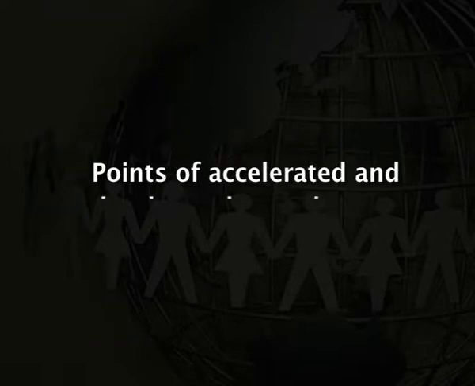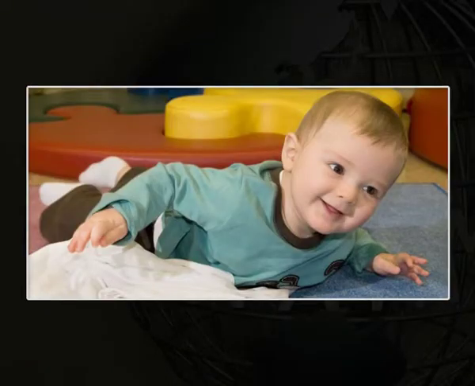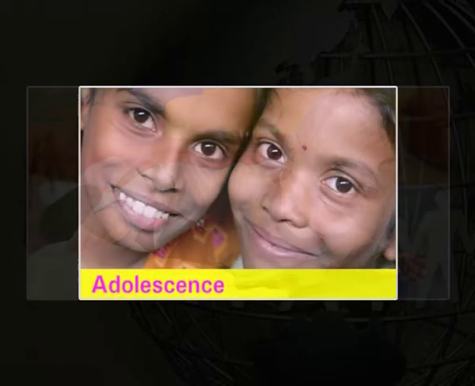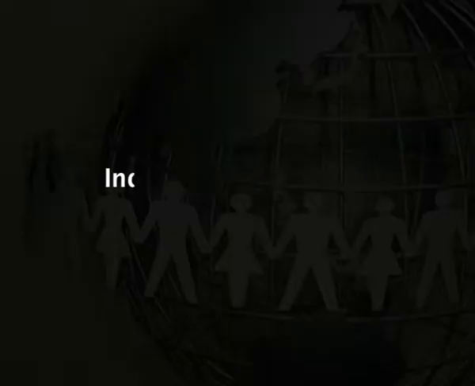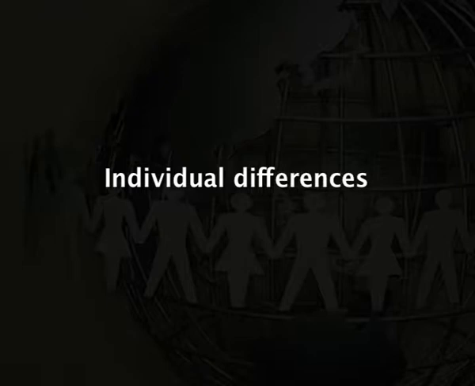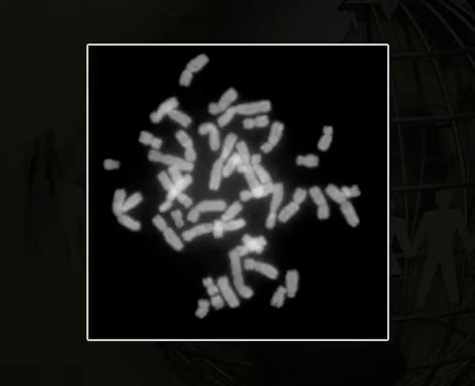Points of accelerated and decelerated growth. There are periods of accelerated and decelerated growth. During infancy, early childhood, and adolescence, the growth is rapid, but not in school age, adulthood and old age. Individual differences.